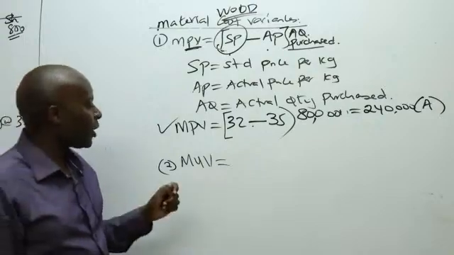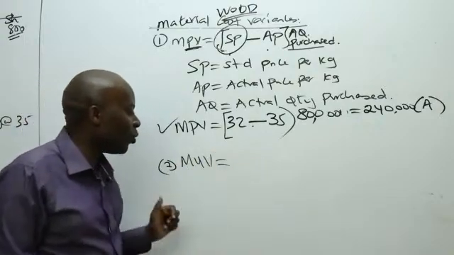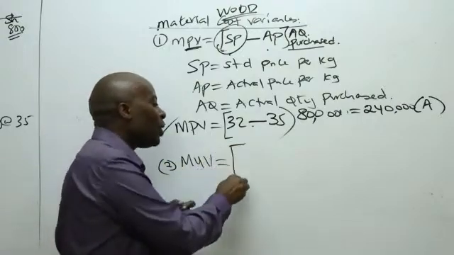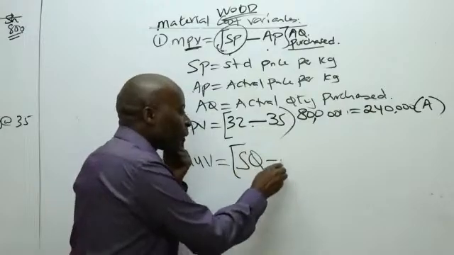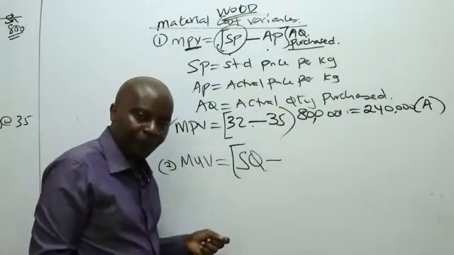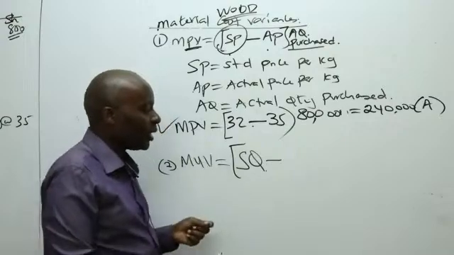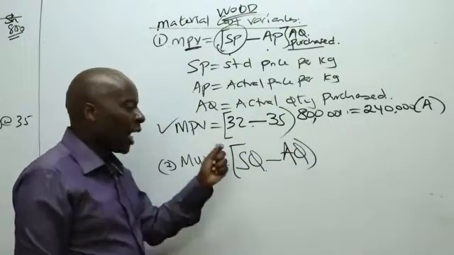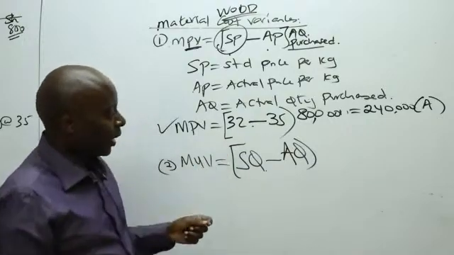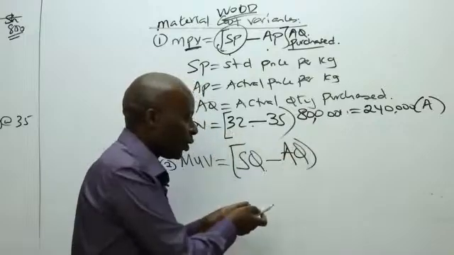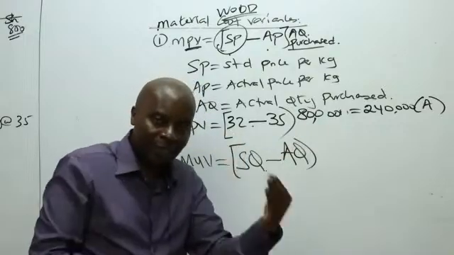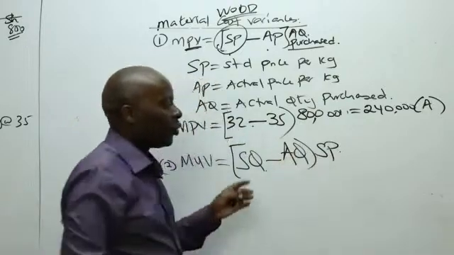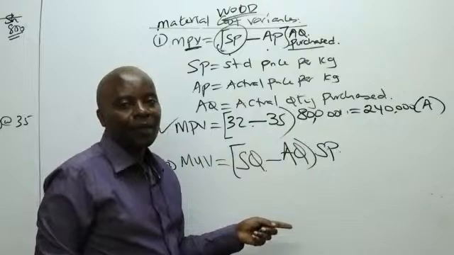For material usage variance, I hope you have written these in full. Usage variance is a quantity variance. There is that quantity that we expected to use, what we call the standard quantity, minus what we actually used, what we call the actual quantity. Ladies and gentlemen, this will be a quantity difference. But at the end of the day, we must monetize. We must change this to money. So multiply outside here with what? The standard price.